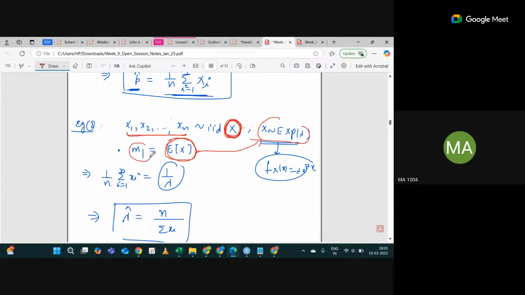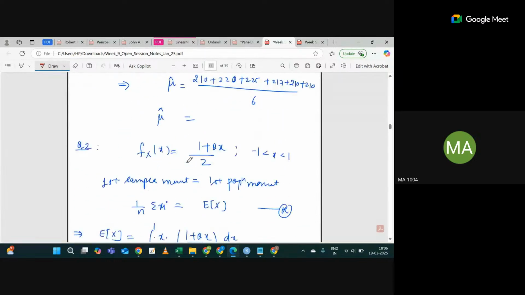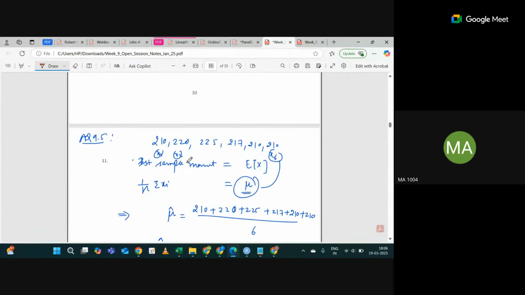And this small m1, I told you, is the first sample moment, which is 1 upon n summation of xi. So this small m1 you have to calculate with the help of sample values. These IID samples have been collected from this X only. This can be any specific value also, and you have to equate these two. Suppose these are the sample values x1, x2, x3, x4, x5, x6.